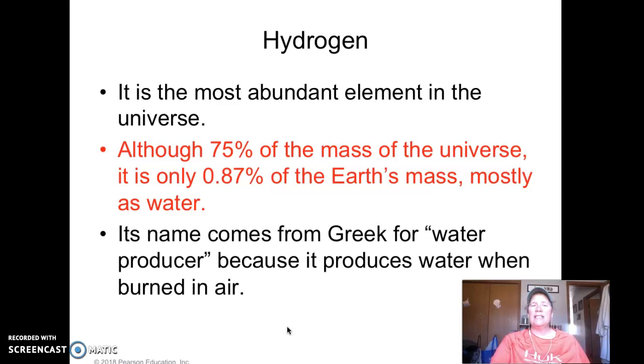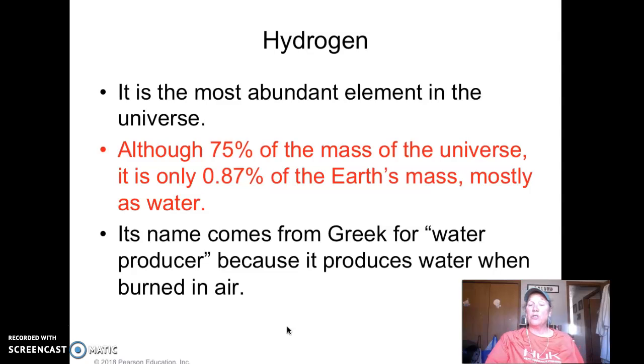Okay. Its name comes from the Greek for water producer, hydro. Hydro means water. And so it's water producer because it produces water when it's burned in air. You take hydrogen and oxygen, and you end up with water.